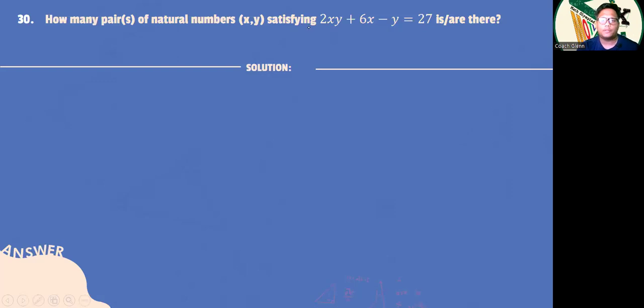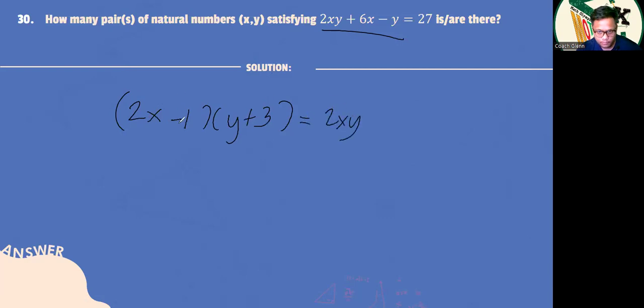How many pairs of natural numbers x, y satisfying 2xy plus 6x minus y is equal to 27 are there? So first, we want this to be factorable. So to do that, we have 2x here. Then we also have y here. Okay. So we want to get negative y, so we put here negative 1. We want to get 6x, so we put here positive 3. So this one will be equal to 2x minus 1 times y plus 3.